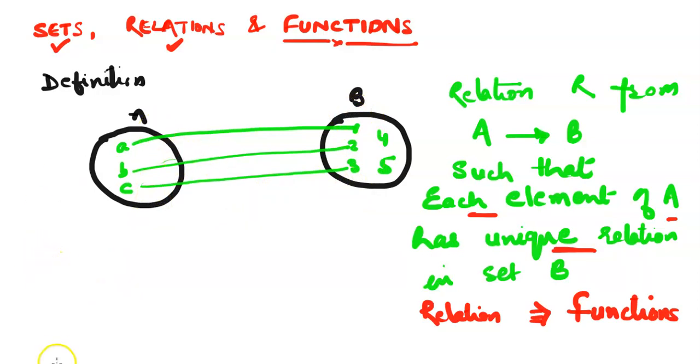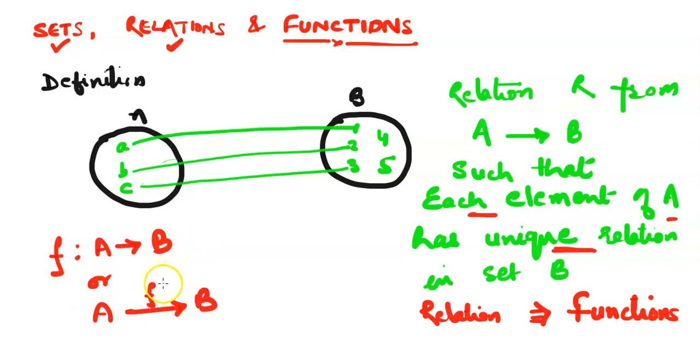This is called a function. This is represented as f: A to B, or A function to B. This is how functions are defined. So it's basically two sets where every element of set A has a unique image in set B, then there has to be a function from A to B.